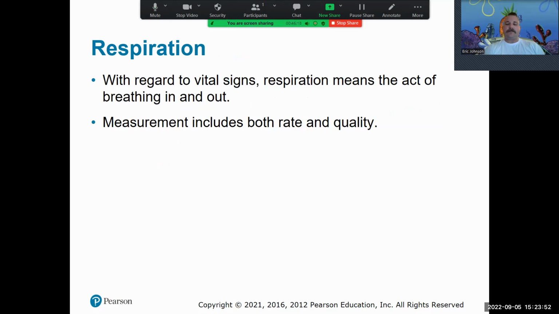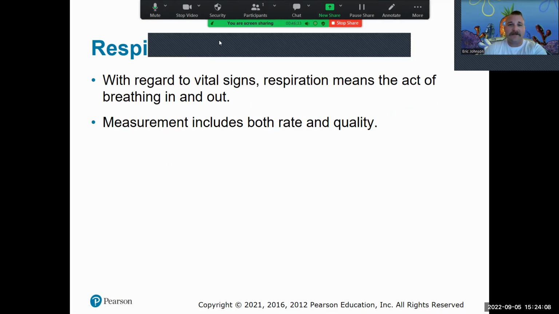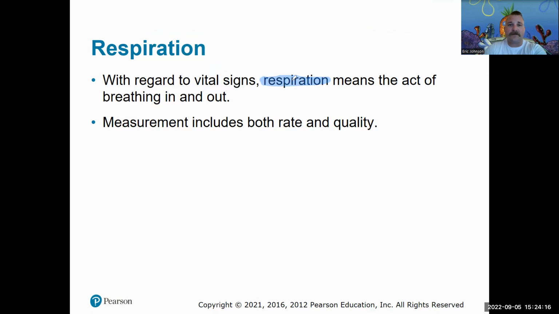The slide here isn't wrong. It's just half right. So how can we make this a little bit more effective? How can we make this a little bit more functionally correct? We'll go ahead and change out respiration with ventilation. So I'm going to annotate here. Instead of respiration, we're not going to say respiration.